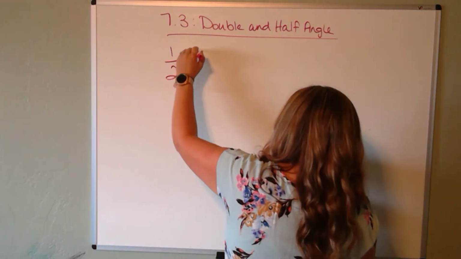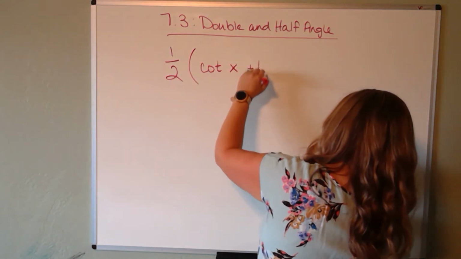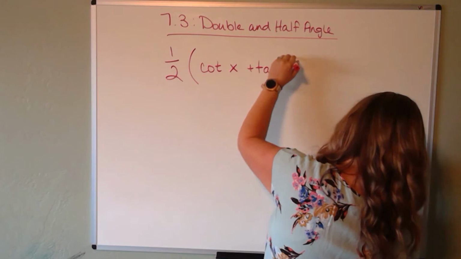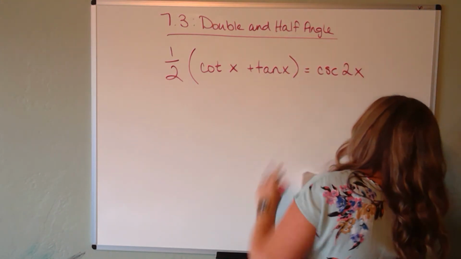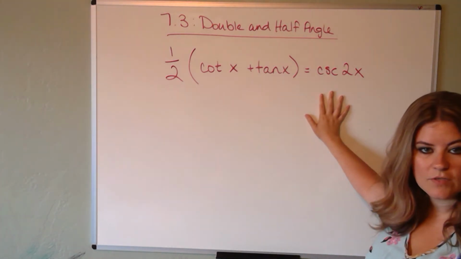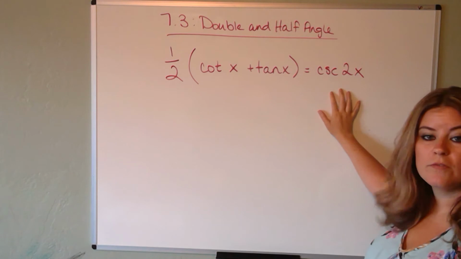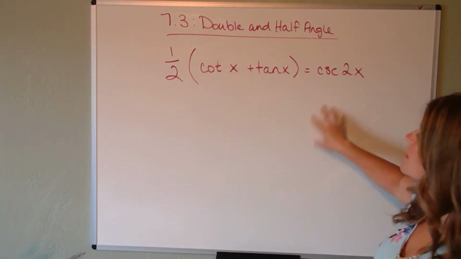So 1/2, in parentheses, cotangent x plus tangent x equals cosecant 2x. Now you might look at this and say, oh, well, I don't have an identity for the cosecant of 2x. Don't even worry about it. This isn't the side that we're going to be working. It'll work itself out at the end.